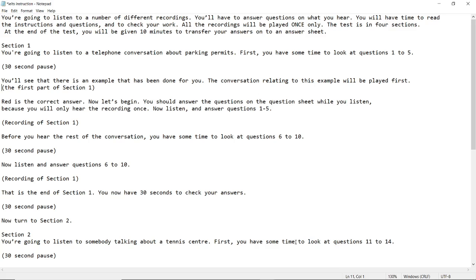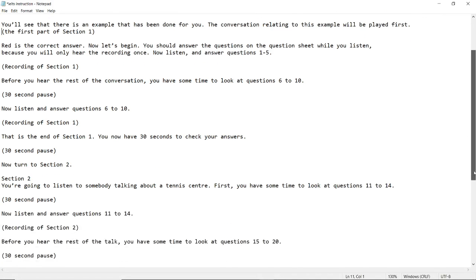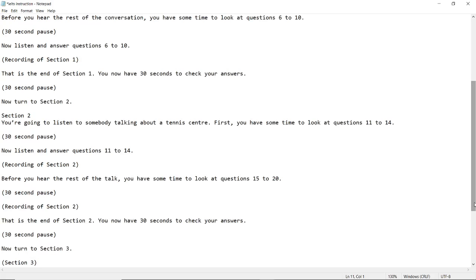Section 2. You are going to listen to somebody talking about a tennis center. First, you have some time to look at the questions 11 to 14. 30-second pause would be given. Now listen and answer questions 11 to 14. You'll answer them. Then again, recording of section 2 plays. Before you hear the rest of the talk, you have some time to look at the questions 15 to 20. 30-second pause would be given. Now, the remaining recording of section 2 plays.